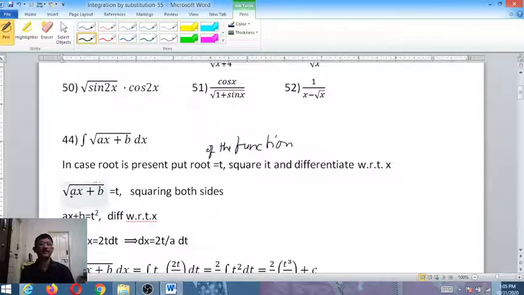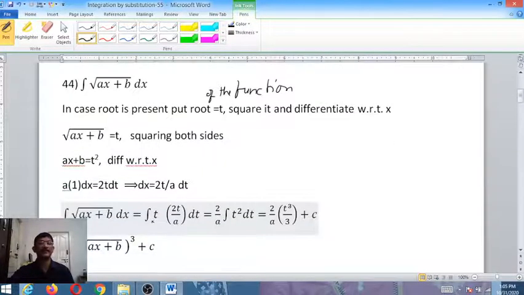So in this problem, the root is root of ax plus b. Take root of ax plus b equals t. Squaring both sides, ax plus b will be t square. Differentiate with respect to x. Now the derivative is important here. a is a constant, the derivative of x is 1, for b it is 0.